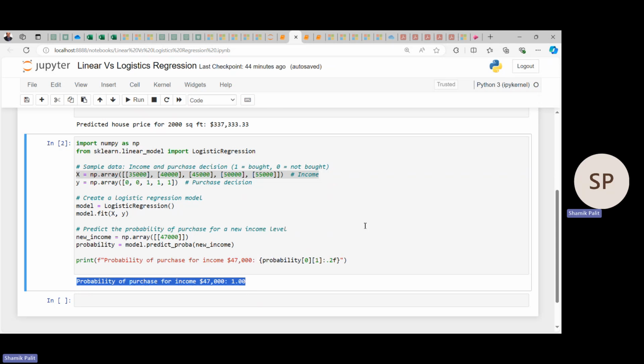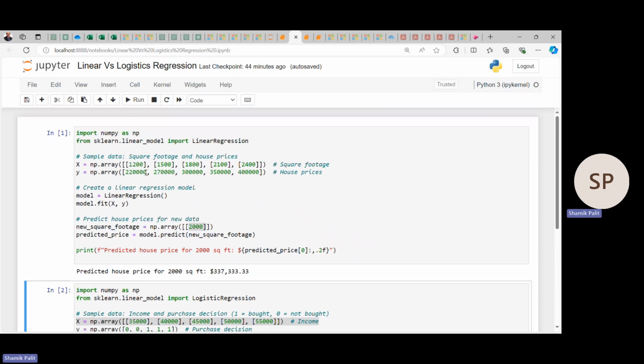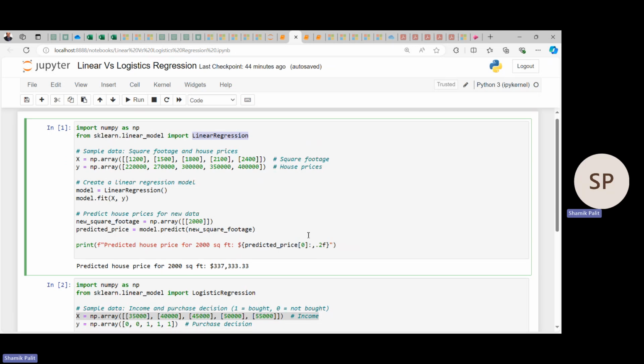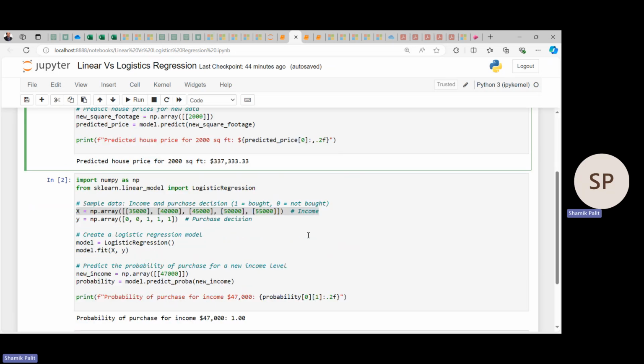These two examples give you a very clear idea of what linear regression is, how we can implement it using a Python Jupyter notebook, and which models we need to import. At the same time, they show what type of problem we can solve with logistic regression.